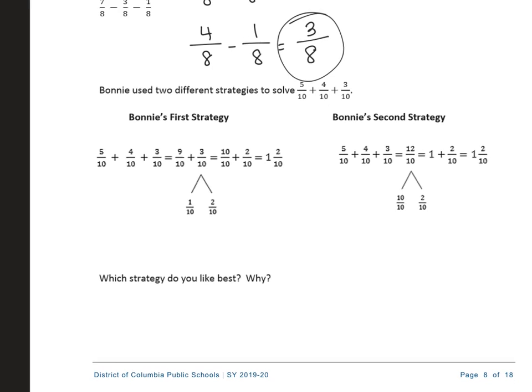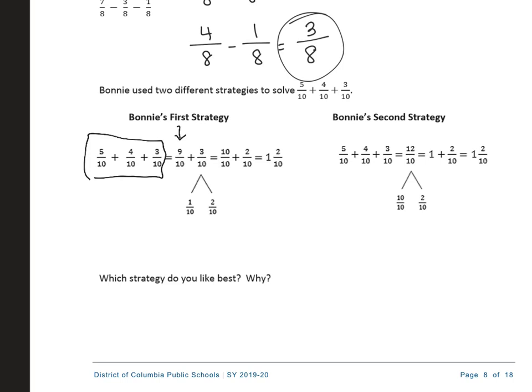Last problem of the day. Bonnie used 2 different strategies to solve 5/10 plus 4/10 plus 3/10. It shows her first strategy over on the left, and then her second strategy on the right. Okay, so her first strategy, she said, okay, here's the original problem. So she added 5/10 plus 4/10, and she got 9/10. And then she added 9/10 plus the 3/10 that was left.